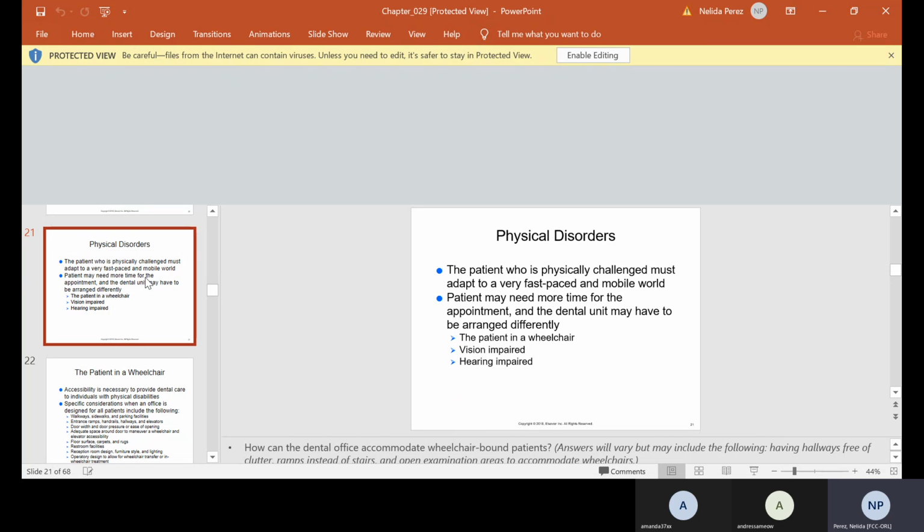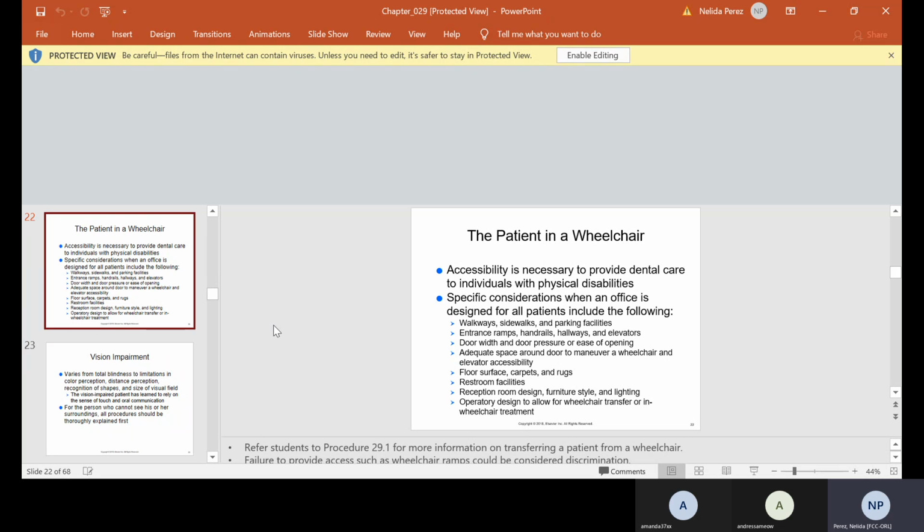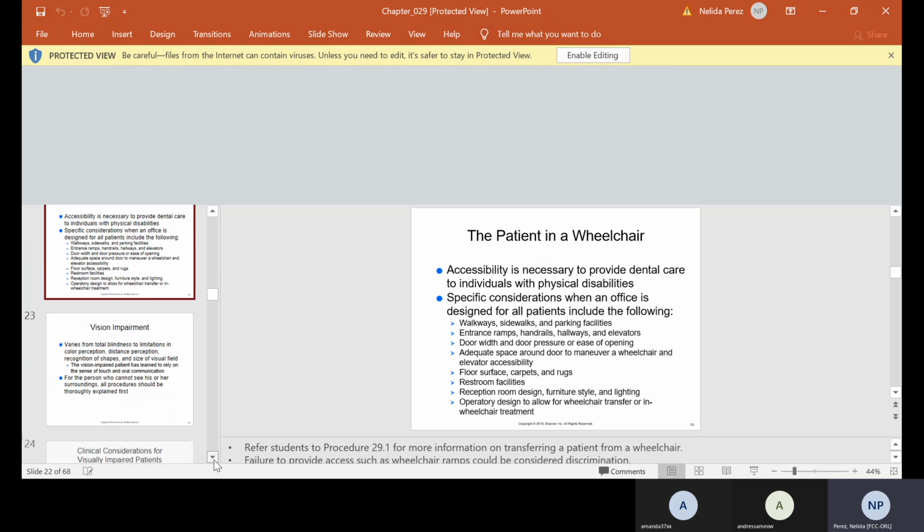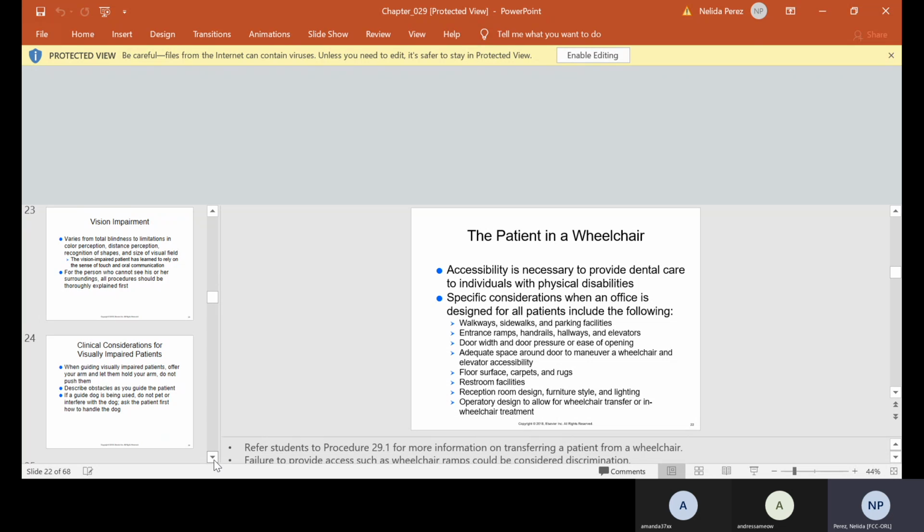Physical disorders. The patient who is physically challenged must adapt to a very fast-paced and mobile world. The patient may need more time for the appointment, and the dental unit may have to be arranged differently for the patient in a wheelchair, vision impaired, or hearing impaired. For the patient in a wheelchair, accessibility is necessary to provide dental care to individuals with physical disabilities.